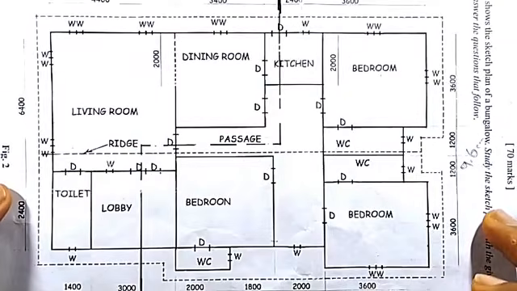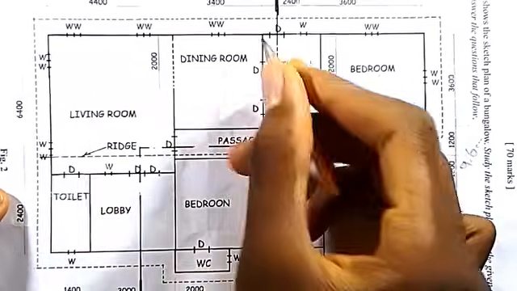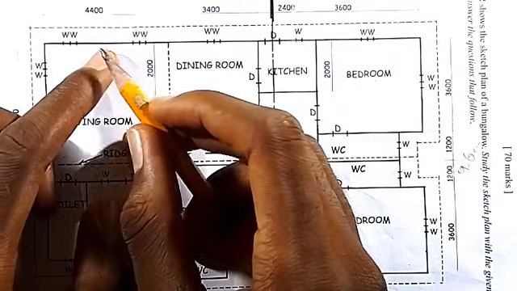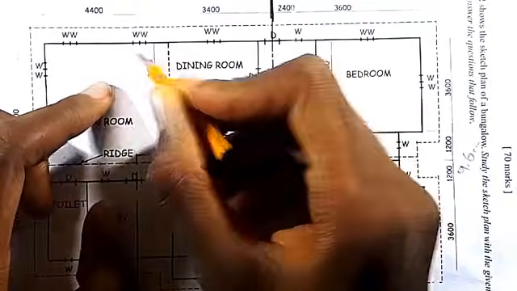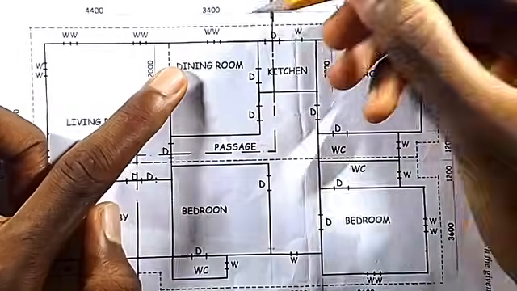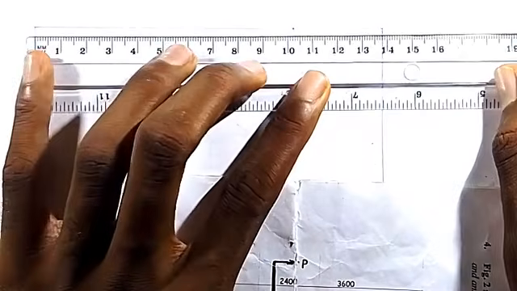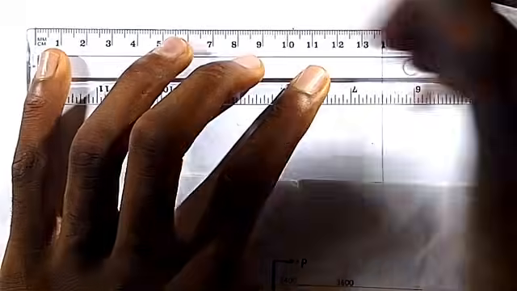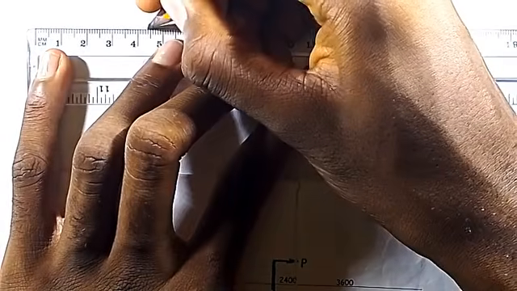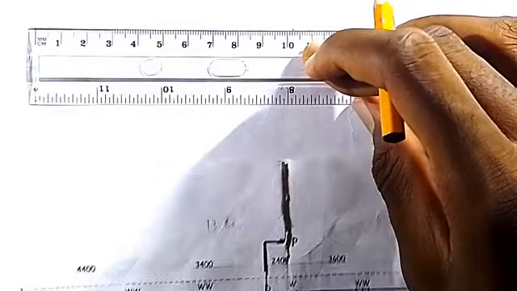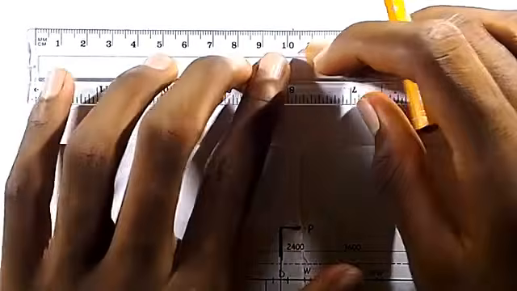So after that, we have to mark each part of this sketch. Here we have 4.4 cm for this part. So we'll mark 4.4, we'll mark 3.4. So let's do that. So we have 4.4 here. The next part is 3.4. So we mark 3.4.